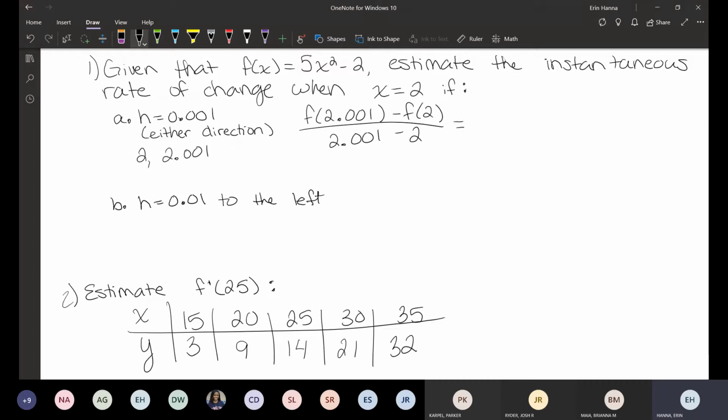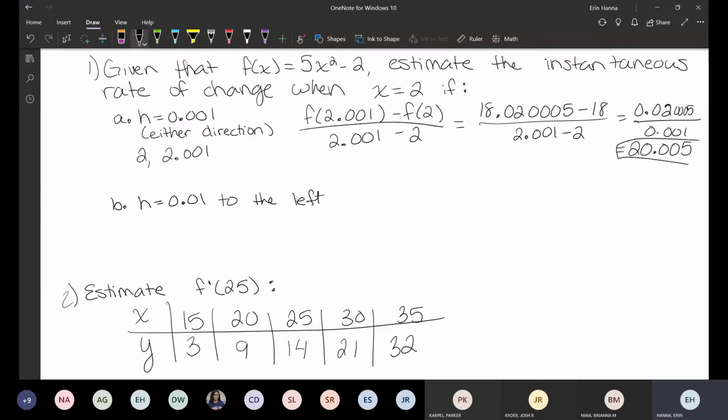I don't know what these are off the top of my head. I should have calculated it out already. 18 point. And remember, you want to take as many decimal points as you can. So in this case, we end up with 20.005.